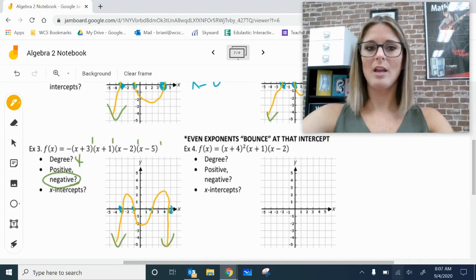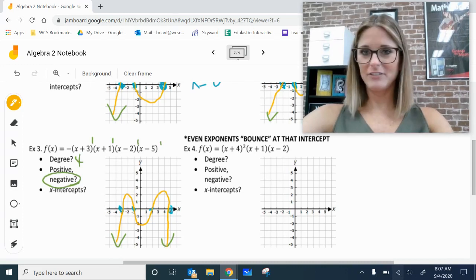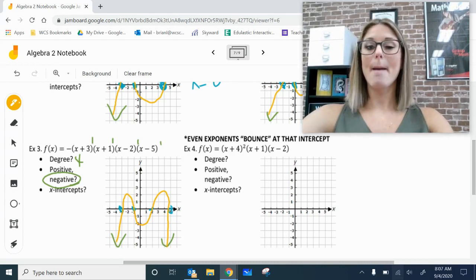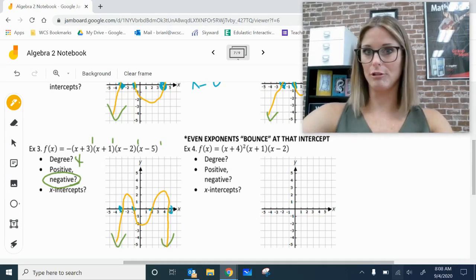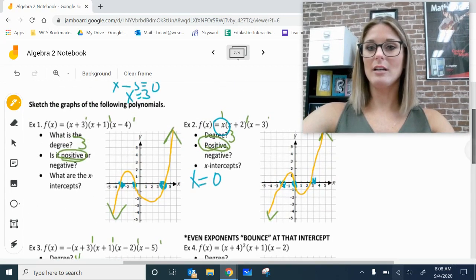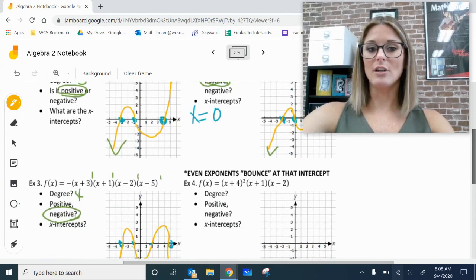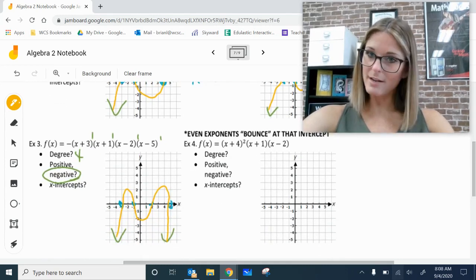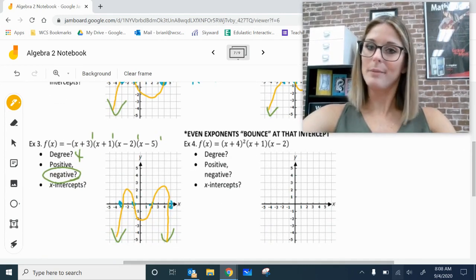Number 4. Notice, giant, bold asterisk star: even exponents bounce at the intercept. I have said through and through and through. And also notice in our other examples, all of our exponents on our factors were 1s. This is our first example that has a 2 on it. When we get to that intercept, we're going to bounce.